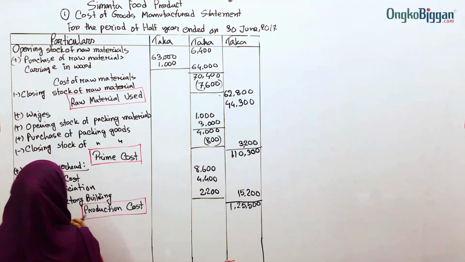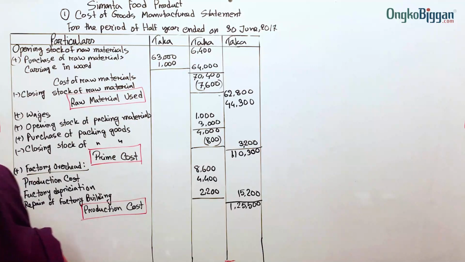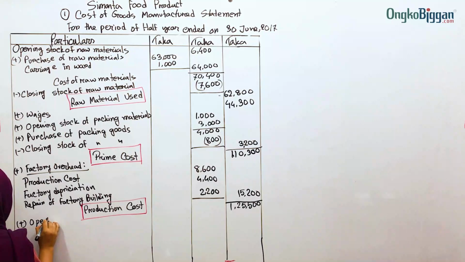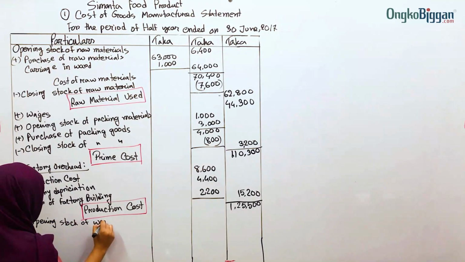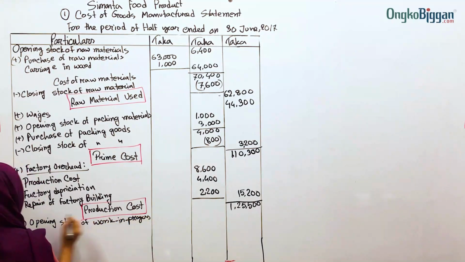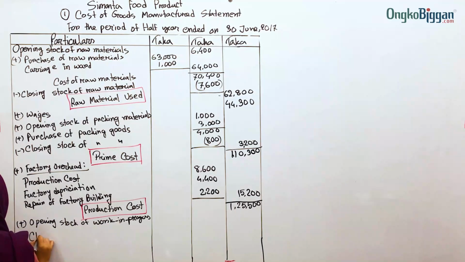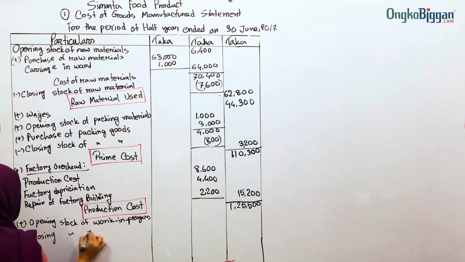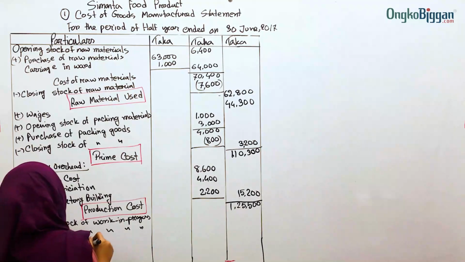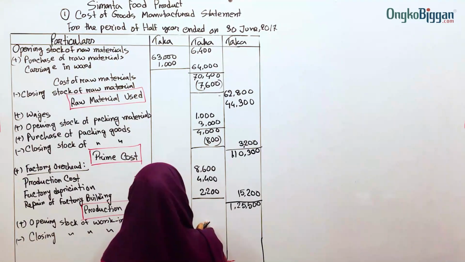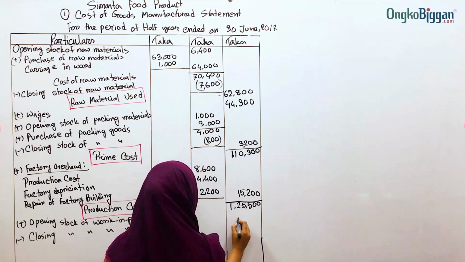After production cost, what do we have? After production cost, we have to add opening stock of work in progress. Remember, opening stock of work in progress, and with that we have to subtract closing stock of work in progress. I'm writing dot dot dot. You can give dot dot dot, but better to write it. All right. Okay. So our opening stock of work in progress is actually 12,300.